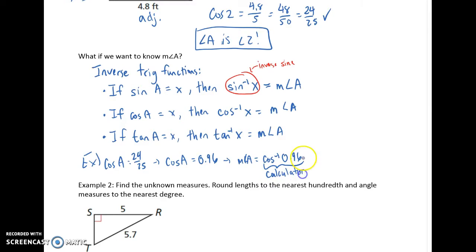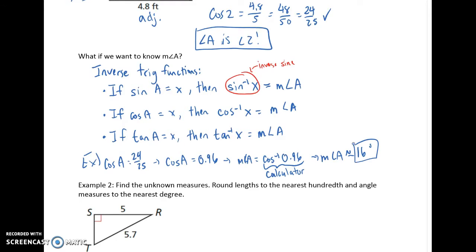A lot of times you're going to have to put the second or the shift button and then hit cosine, and that'll get you the inverse cosine. That should give you the measure of angle A is approximately, let's round this to the nearest degree, 16. If you don't get 16 when you're trying this out in your calculator, make a note of that and ask me in class tomorrow so I can tell you how to do those inverse functions before your quiz.